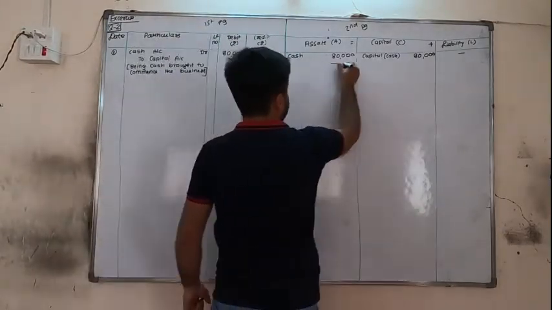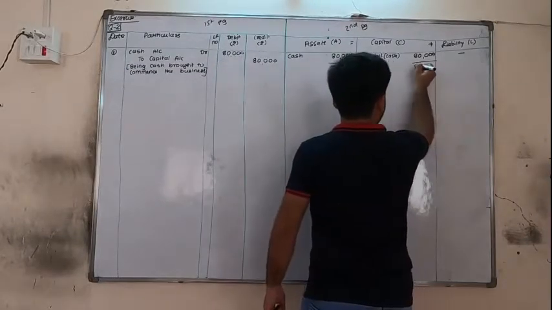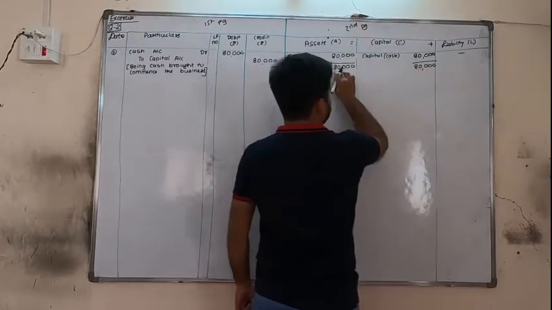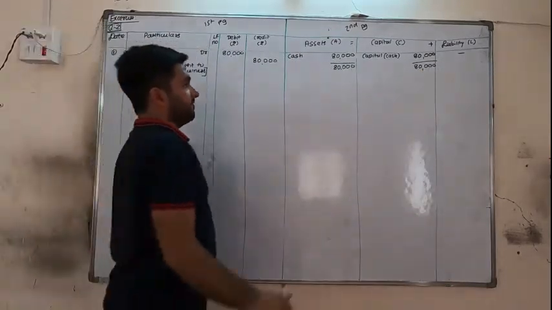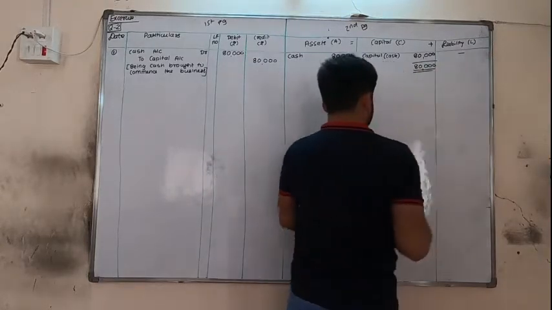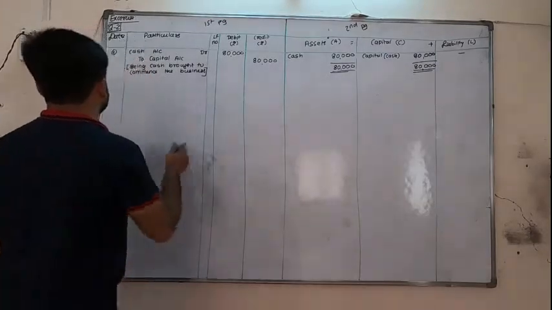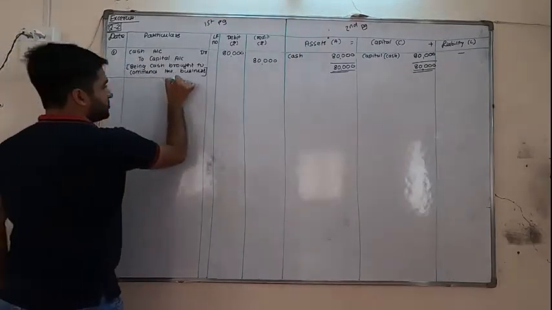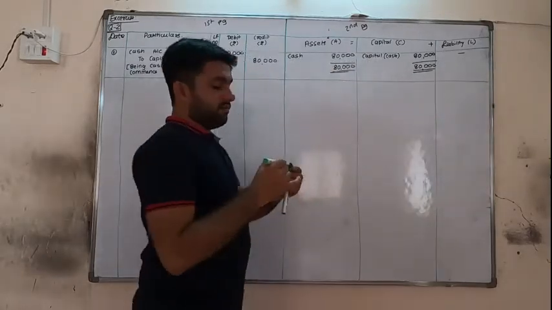So make total 80,000. Now we can check 80,000 is equals to 80,000 plus 0. That is 80,000. So make 2 lines. Here nothing. And after completing the whole transaction, a continue line should be on both the page.